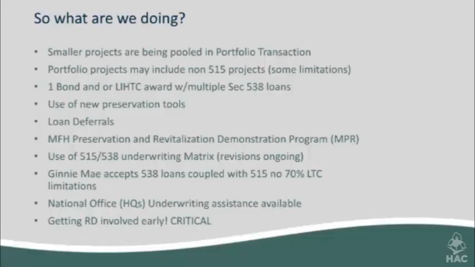Ginnie Mae accepts loans coupled with 515. So when we have the two transactions, Ginnie Mae does not have the 70% loan to cost limitations when the two loans are combined. And so, that's a great benefit because, as you know, these two transactions become heavily leveraged, and in some cases, you're reaching that 90% or in excess of 90% loan to cost when you're combining the two programs.